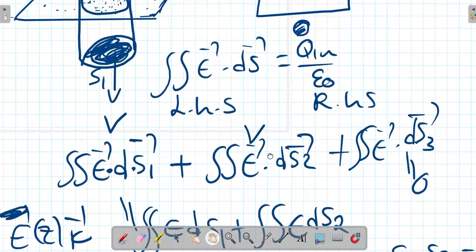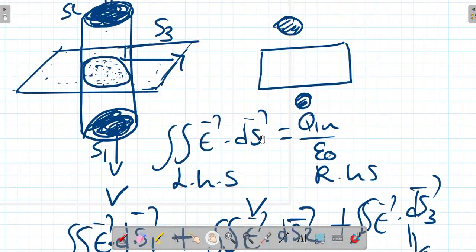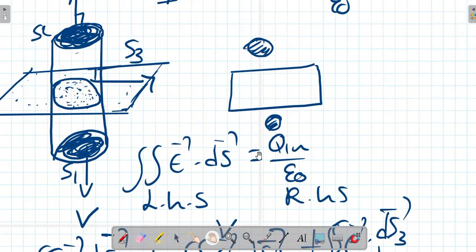Now we're going to deal with the right hand side. When you have the only charge inside, the right hand side says Q in over epsilon 0. Epsilon 0, ignore it, you look at Q in. The only charge that is inside here is also on a surface. This surface is equal to S1 and S2. Let me call this surface S4. This is the only charge inside.